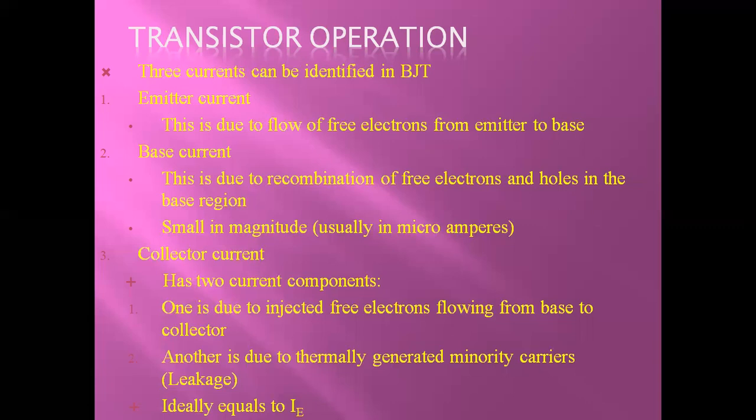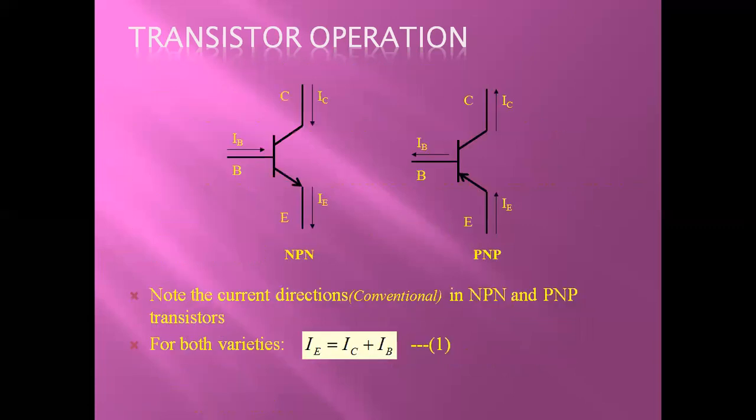So the collector current is a combination of the injected free electrons from the base to the collector and the thermally generated minority carriers from IE, right? So that is the operation of the transistor. Yes, we have just seen this. Moving on, PNP and NPN. First, the PNP transistor.